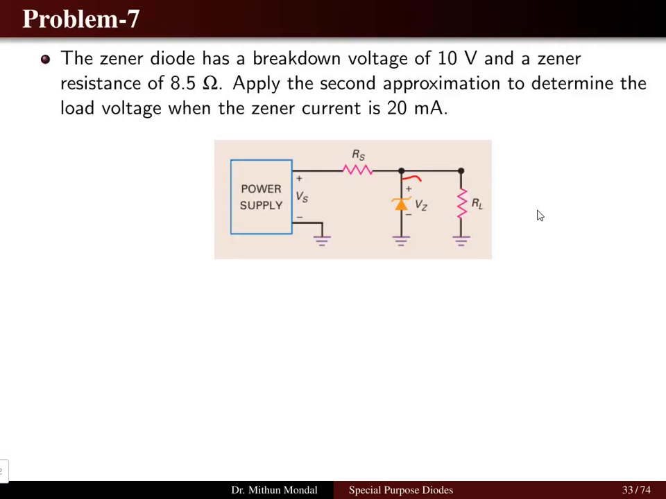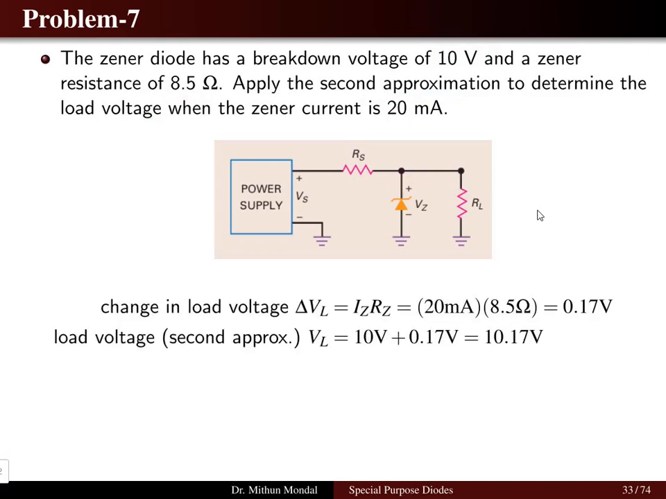So we have a Zener diode here, whose breakdown voltage is given to be 10 volt, and the resistance of the Zener is 8.5 ohms. We have to apply the second approximation to determine the load voltage when the Zener current is 20 milliampere.